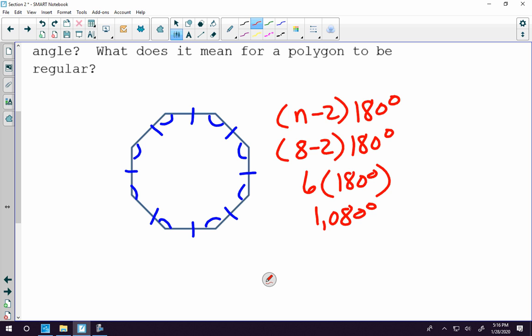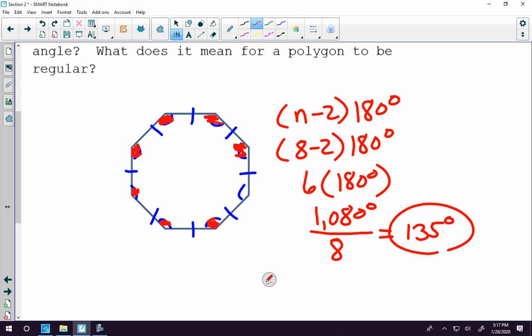Because this polygon is regular, it means that each of the interior angles has to be the same measurement. Which now means I can take the sum of the interior angles and divide by the number of sides it has, and that will give me the measurement of each interior angle here, which would be 135 degrees. So the measurement of each interior angle inside this regular octagon is 135 degrees because it's regular. I'm taking the sum of the interior angles and dividing by the number of sides.